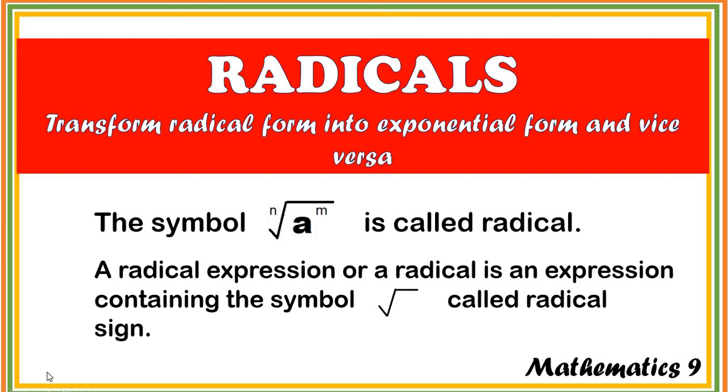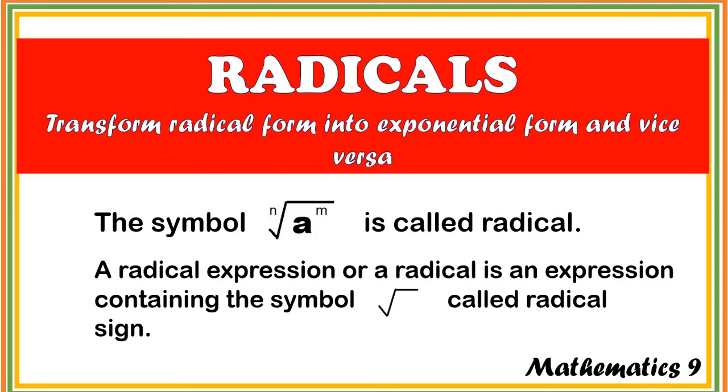Let us discuss radicals. Let's start with transforming radical form into exponential form and vice versa. Okay, so the symbol nth root of a raised to m is called a radical. So kapag nakakita tayo ng mga ganitong simbolo, we call it radical. And what is a radical? A radical expression or a radical is an expression containing the symbol just like this, called the radical sign. So kapag nakakita tayo ng simbolong ganito, of course, that is a radical.